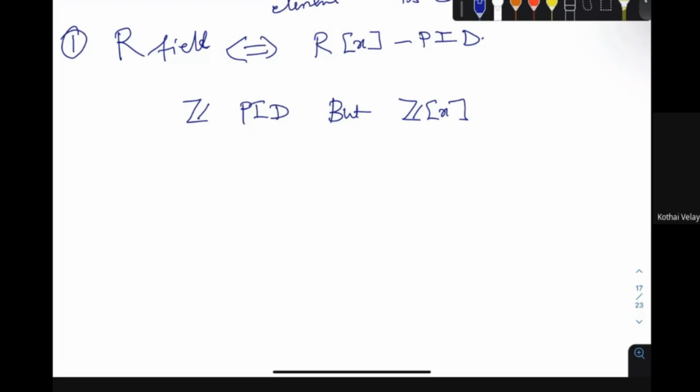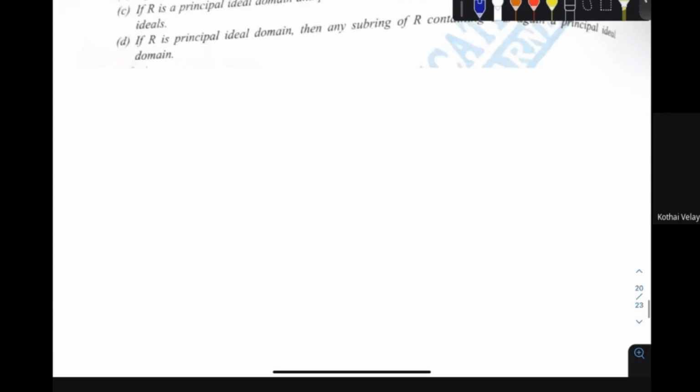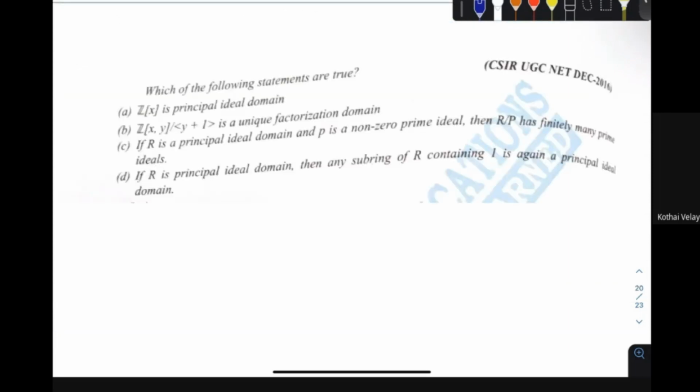So it is not true that from a PID you go to the next level and get a PID. It is not at all true. You don't get a PID. Remember this. I also included a few questions to work out at this level. So what are these questions?